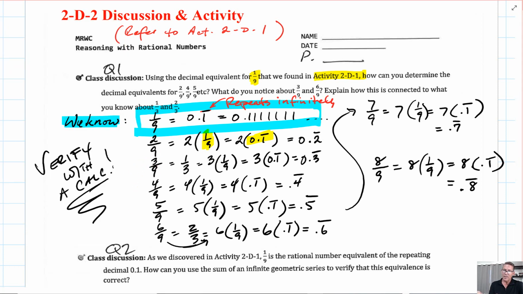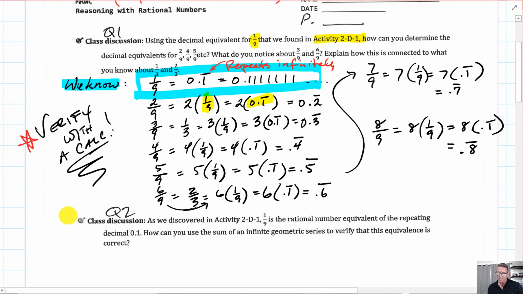So verify with the calculator here, and you're good to go. So it helps to know some basic fractions. Now let's take that and let's connect it to what's called infinite geometric series.